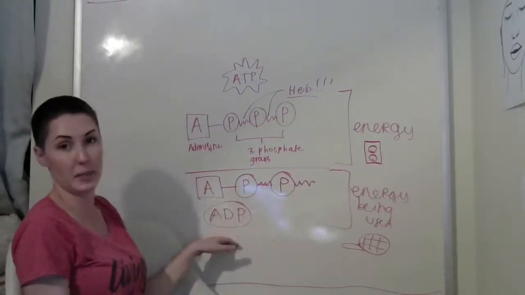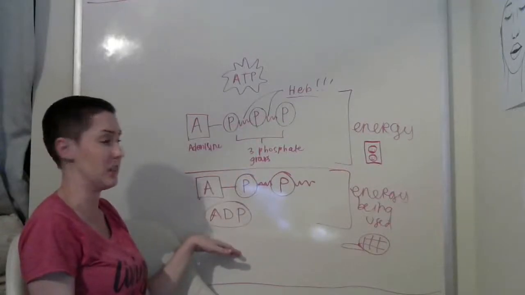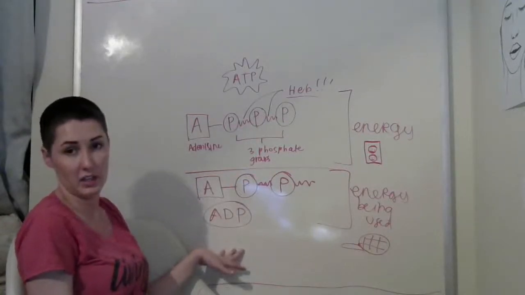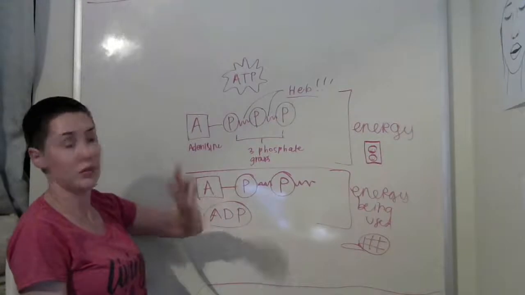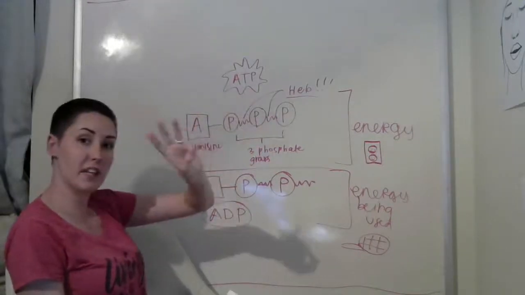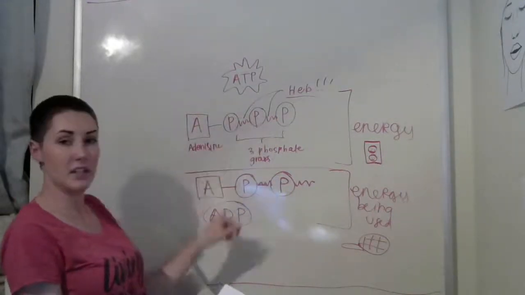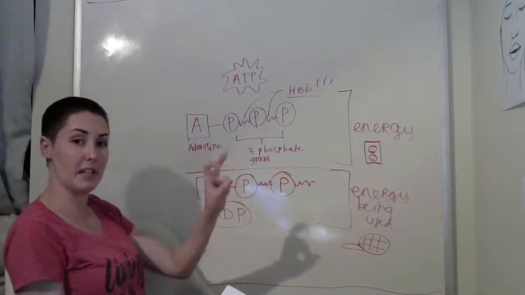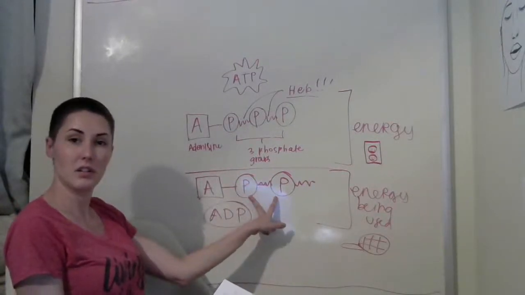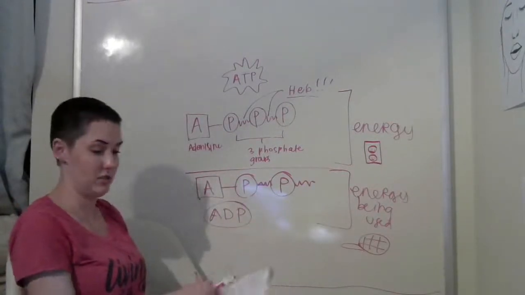So now this is ADP. It can't be ATP anymore, it's ADP. Adenosine diphosphate. Di would be 2. Adenosine triphosphate, that's 3 phosphates. Adenosine diphosphate, di meaning 2 phosphates. Does that make sense?